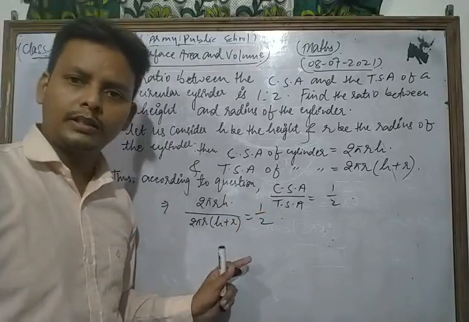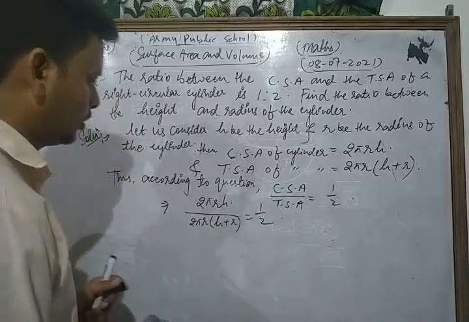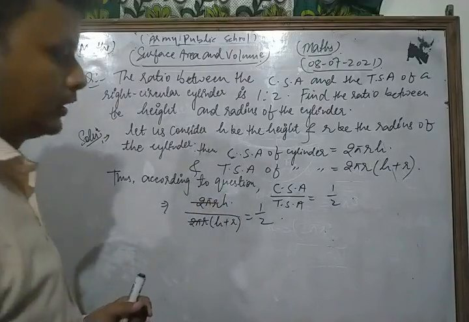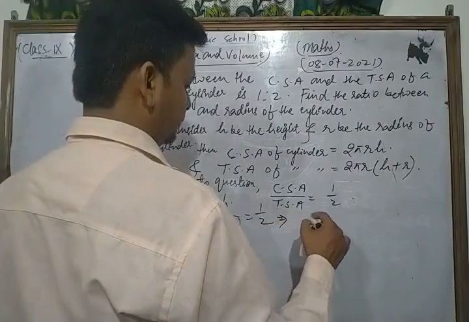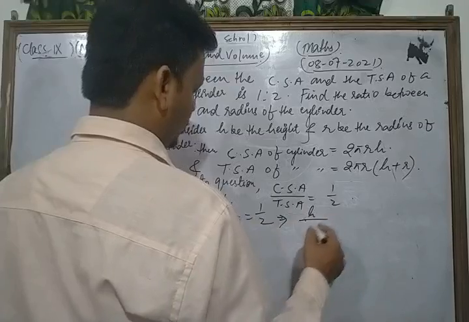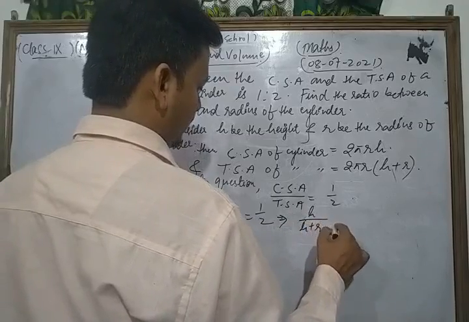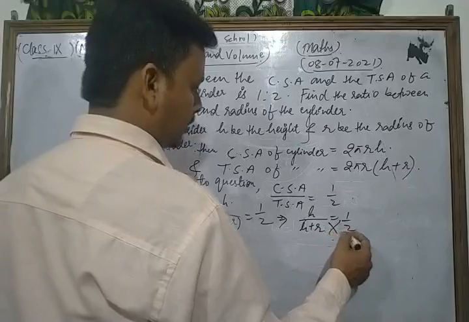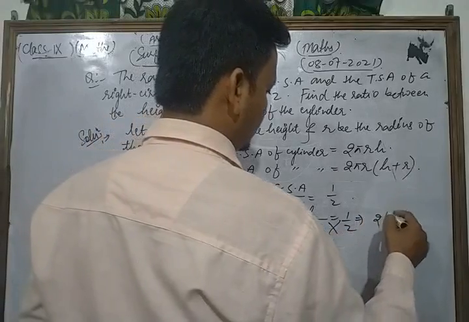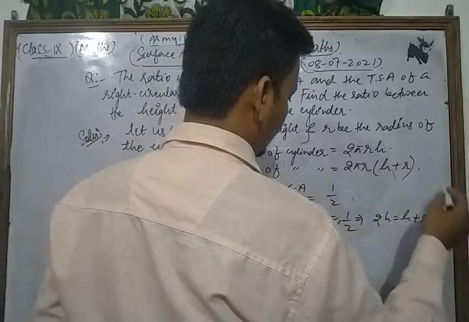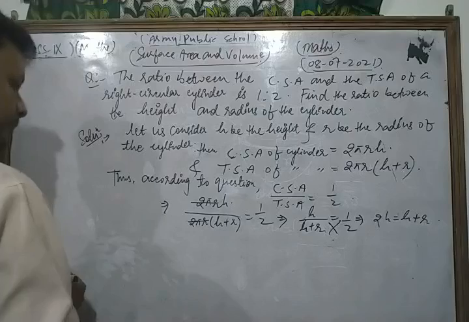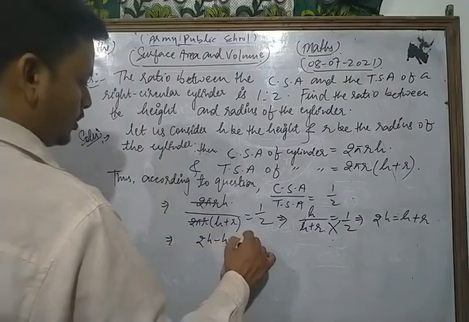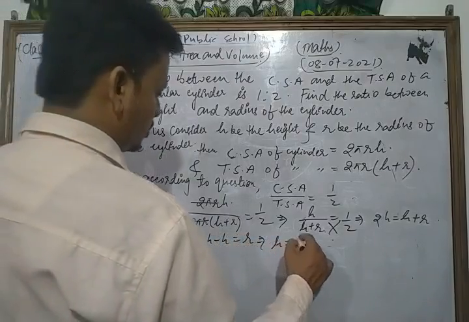Now look here, 2 pi r cancels on both sides, so we get h upon (h plus r) is equal to 1 upon 2. Now we do the cross multiplication, so we have 2h is equal to h plus r. Now we get 2h minus h is equal to r. That implies h is equal to r.